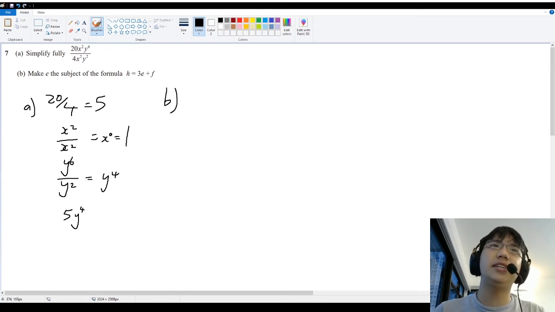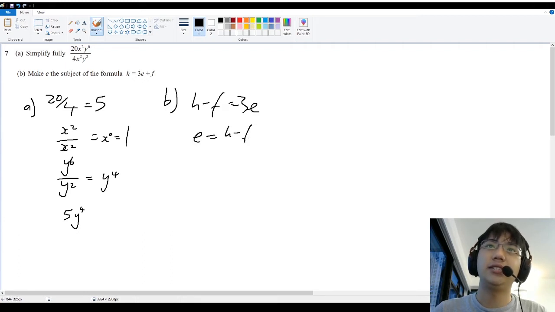For part B, make e the subject of h equals 3e plus f. We can take away f from both sides first, so h minus f equals 3e. Then divide both sides by 3, so you have e equals h minus f over 3.